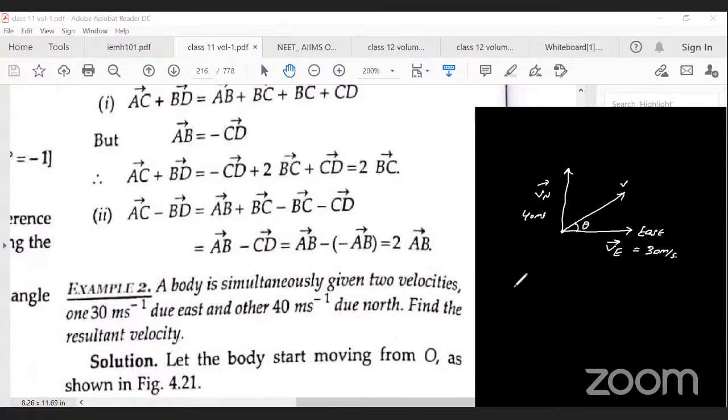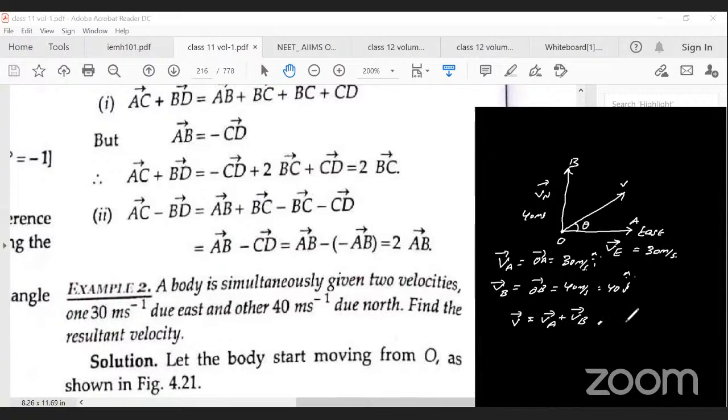To find the resultant velocity, we use the two vector components. So let's see the values. VA vector is equal to OA vector, which is equal to 30 meter per second due east, or I'll take it as 30 i cap. And VB vector is equal to OB vector, which is equal to 40 meter per second, or you can say 40 j cap, because it is your vertical component. Now I have two vectors. I need to find the resultant vector. The relation is V vector is equal to VA vector plus VB vector.